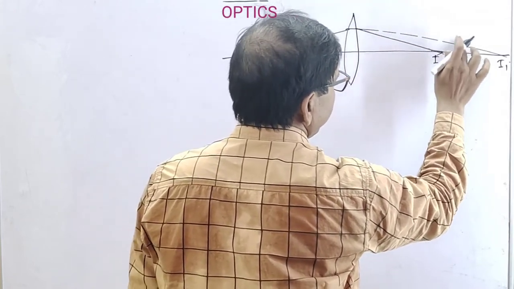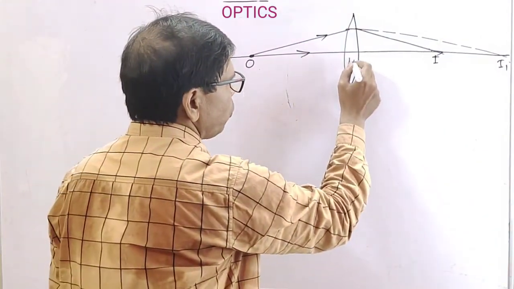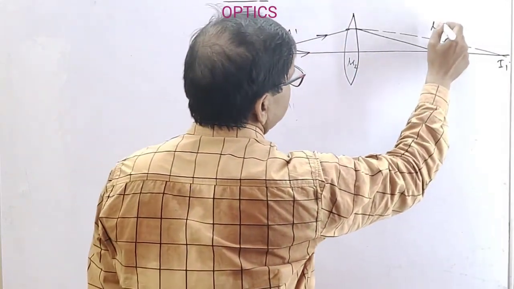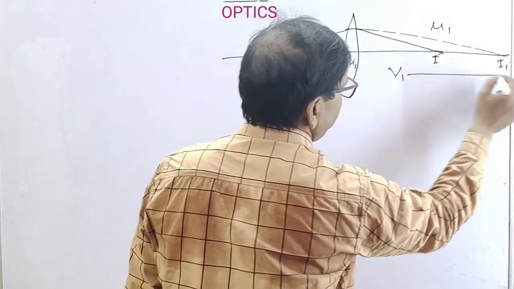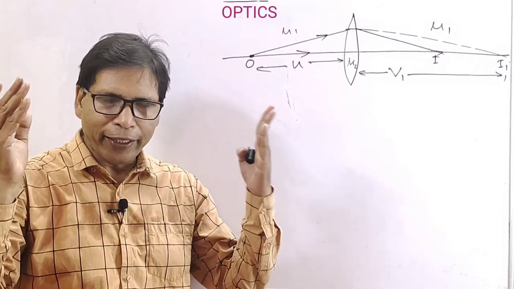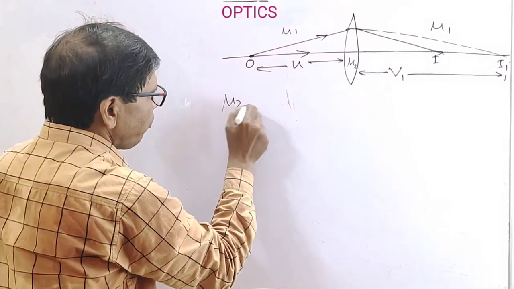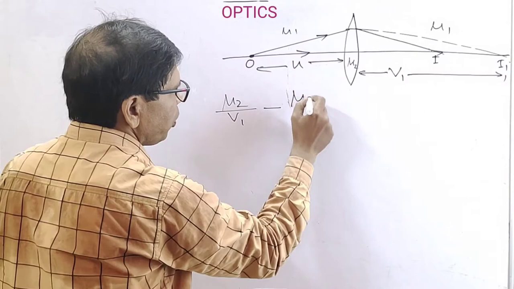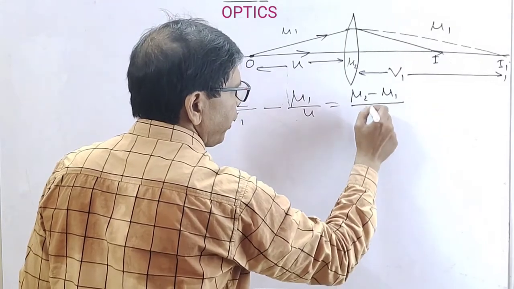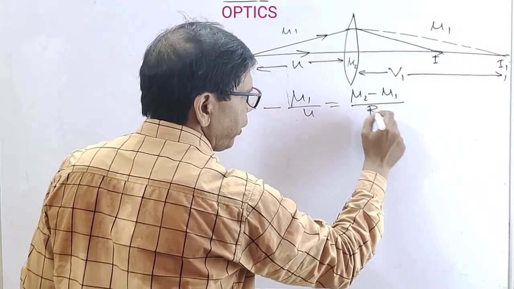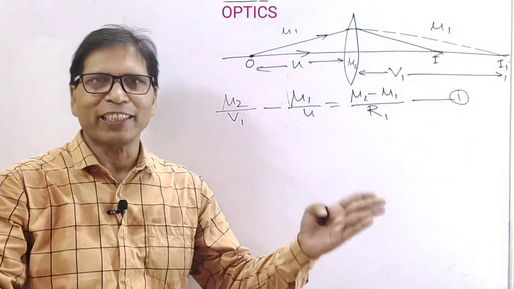So, look at this. For I, I1 is the virtual object. Now, this is the mu2, this is the mu1. Object distance is u, and the image distance for the first surface is v1. Now, applying the relation of image and object for a spherical surface, we get mu2 by v1 minus mu1 by u equals mu2 minus mu1 divided by r1, where r1 is the radius of curvature of the first surface.